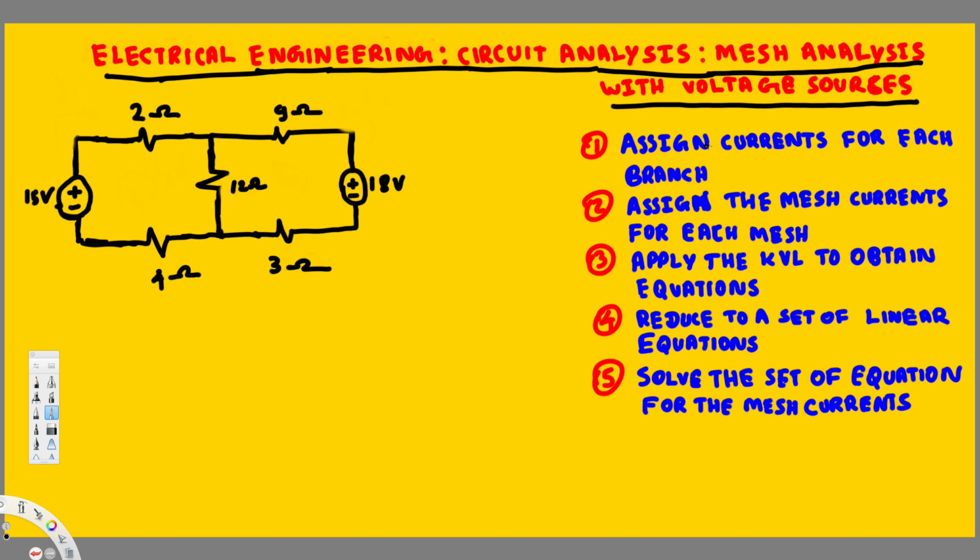The first step is to assign currents for each branch. If you notice, we don't have current in any branch, so let's put a current for every branch. So this is going to act as a branch, right? Here we have plus right here, so let's assume this is going from plus. So this is I1, and we have to have an I2. Let's assume this one is going from plus. So I2, and then we have I3.